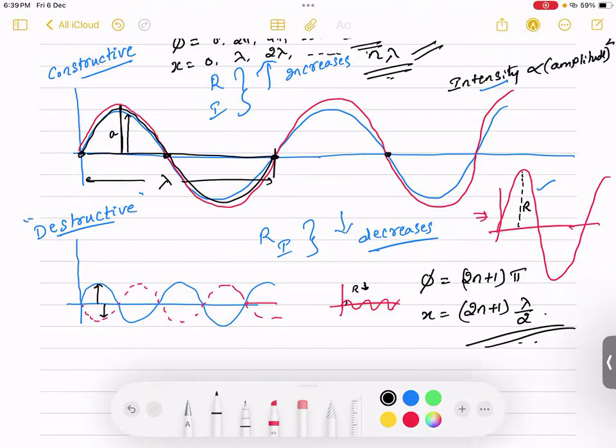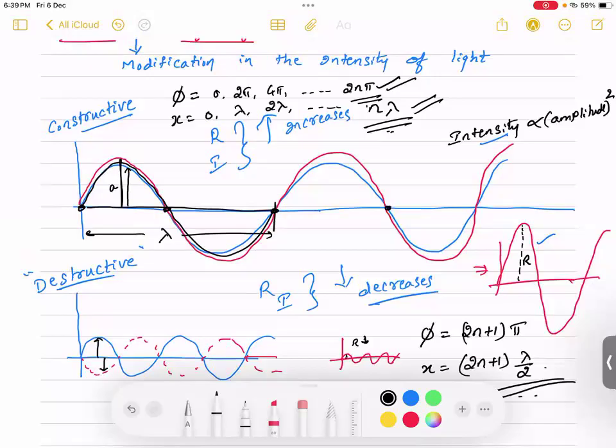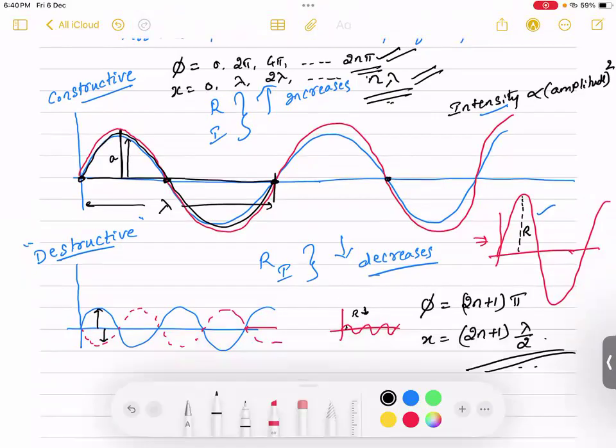For constructive interference, what is the phase difference? 2n pi. Path difference? n lambda. For destructive interference, what is the phase difference? (2n plus 1) into pi. Path difference should be (2n plus 1) into lambda by 2. Please remember this condition. This is very, very important for 1 mark.